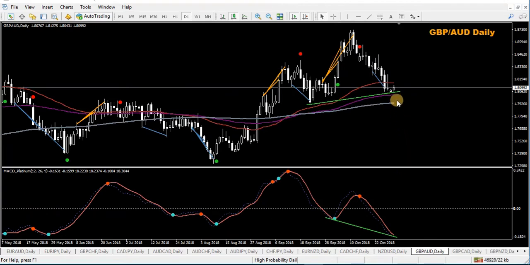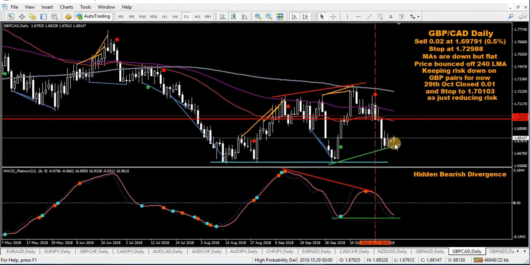Pound Aussie, nothing doing here. It seems to have stalled a bit with price. Possible bullish divergence setting up. Nothing's been confirmed, but it definitely looks like it's setting up. Pound CAD, sell here. Again, possibly bullish divergence depending on what the MACD does here. So we're going to sell. I've already closed half of it. Stops just above the entry level. We'll just wait and see how a possible buy forms.